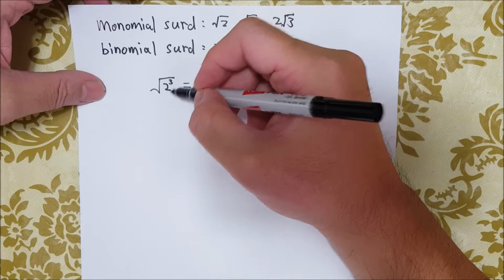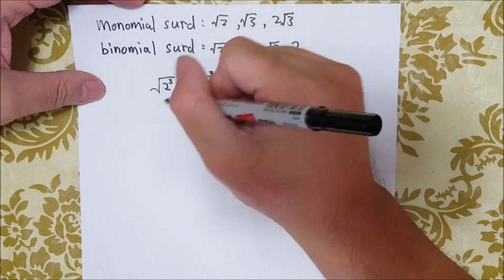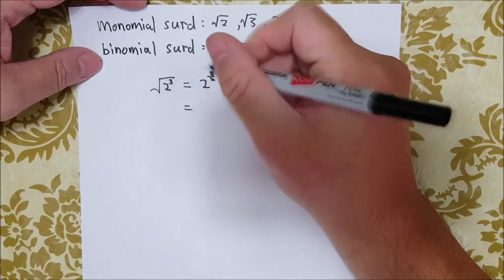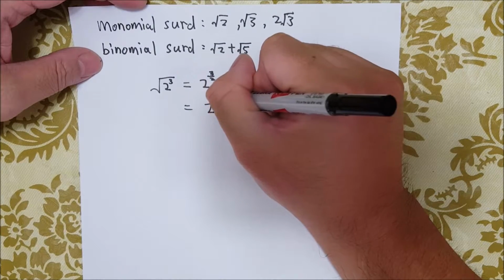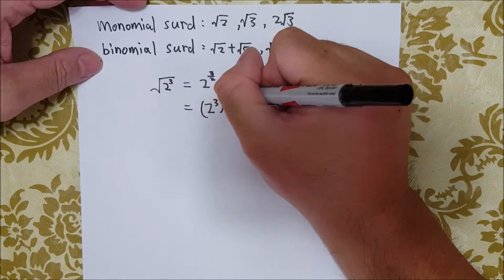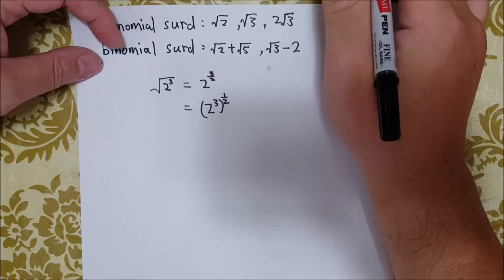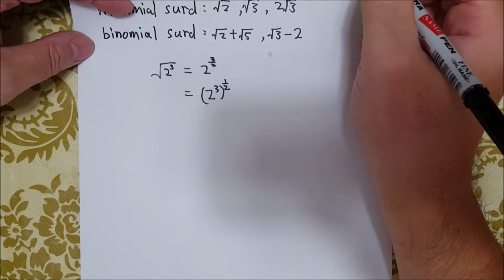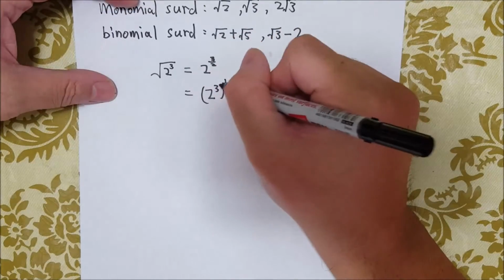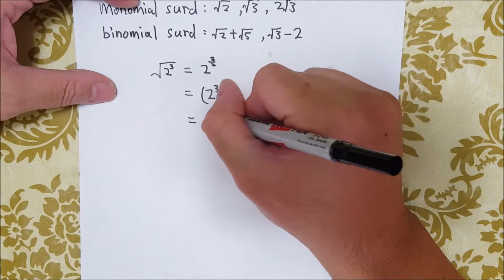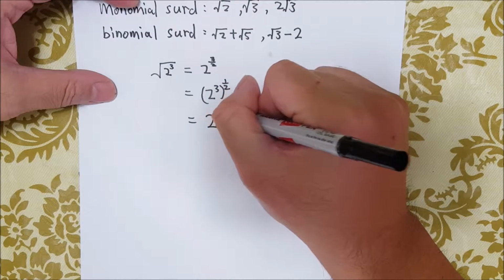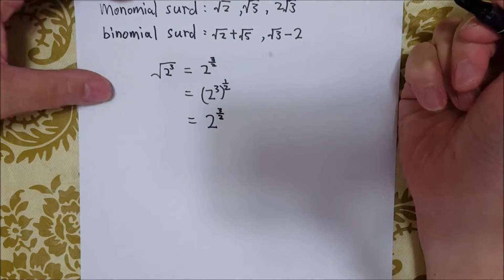Square root of 2 to the power 3 is in fact equal to 2 to the power 3 and to the power 1/2. And they can be multiplied together. That's it.